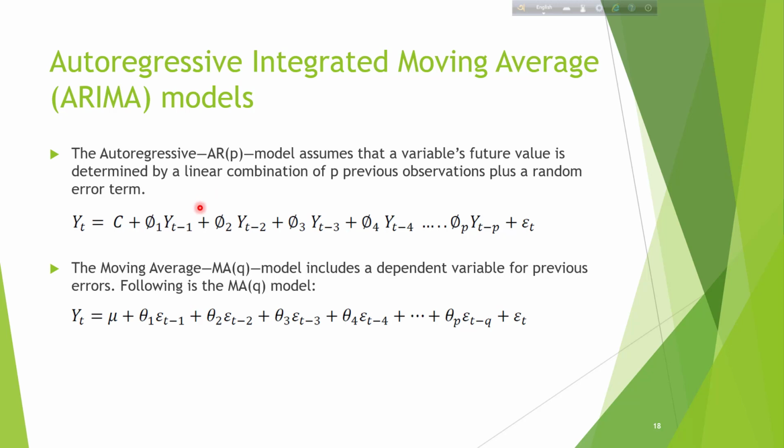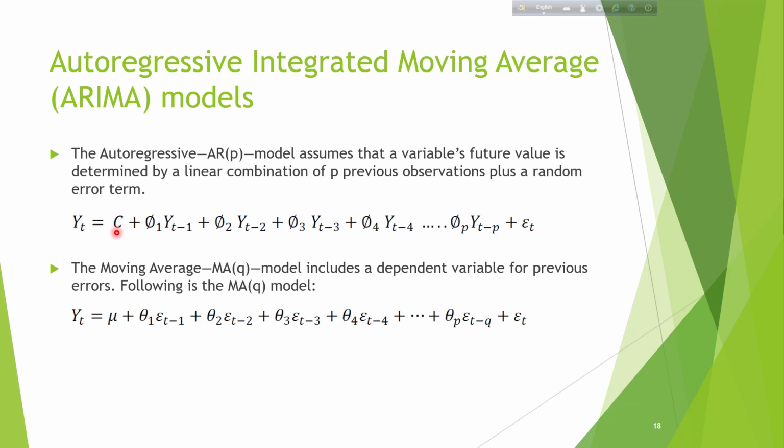An ARMA(p,q) model is without differencing, which means it's already stationary. So an ARMA(p,q) model combines AR(p) and MA(q) models, which is best suited to univariate time series analysis. The AR(p) model assumes that a variable's future value is determined by a linear combination of p previous observations with a random error term. The AR(p) model is represented mathematically as follows.